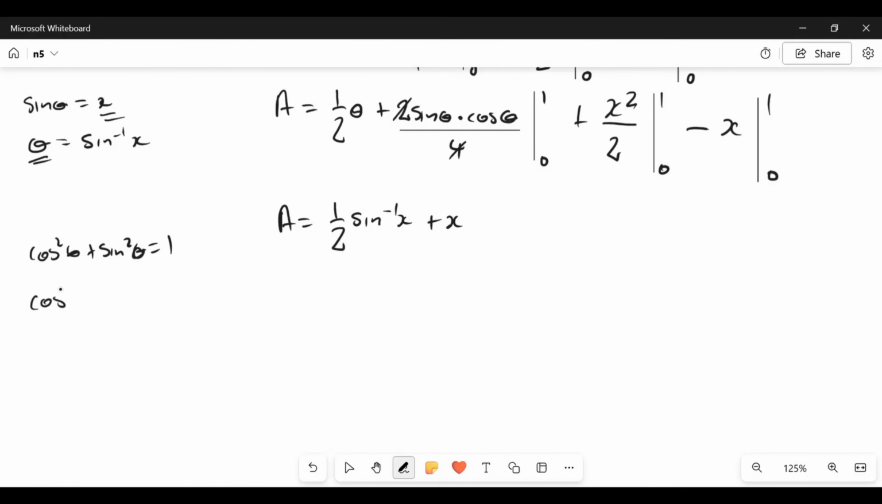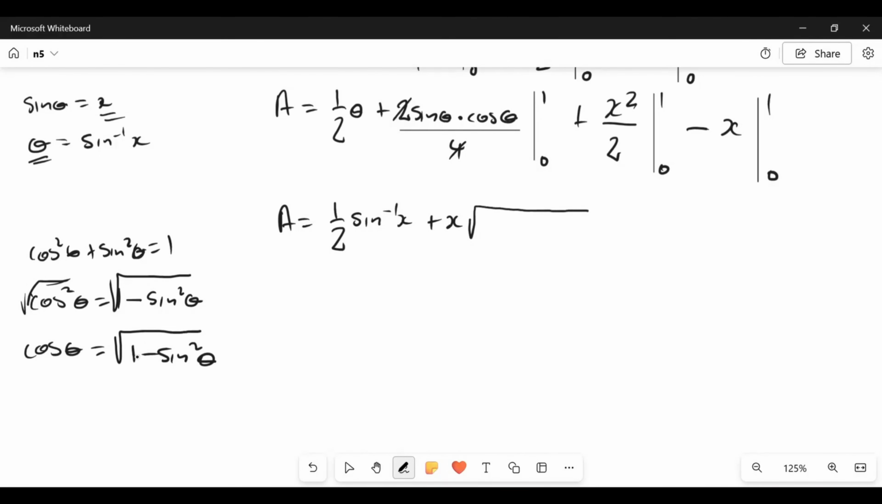If you make cos squared theta, substitute the formula, we're going to have 1 minus sine squared theta. And then if you square root there, cos theta is going to be equal to the root of 1 minus sine squared theta. So instead of writing this, we can write it as the root of 1 minus sine squared theta. But what is sine theta? Sine theta, we said it's x, so you can write this as x squared.